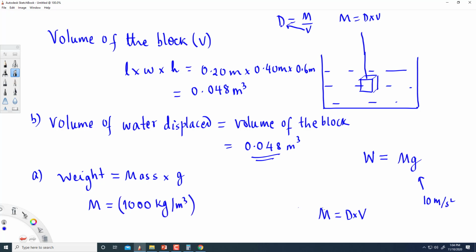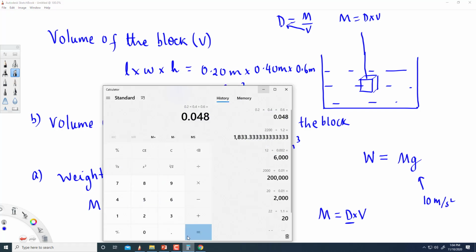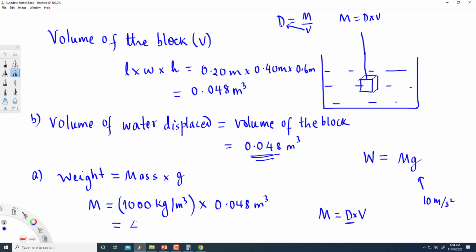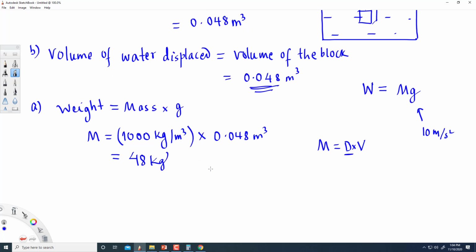So mass is density times the volume we have, that is 0.048 cubic meter. So we need to multiply these two numbers. If we do that, what do we get? That times 1000 gives me 48, and the unit of mass is kilogram. Okay, so now I got the mass. With that I can find the weight.